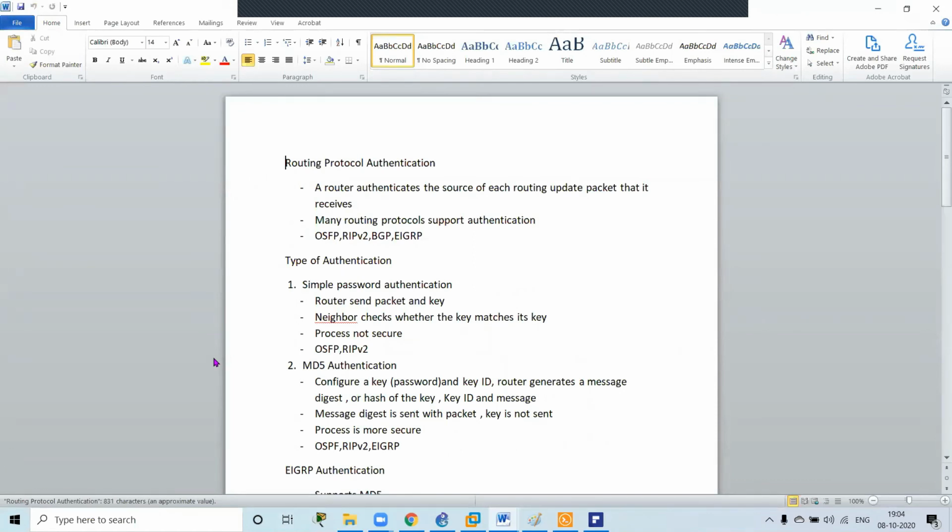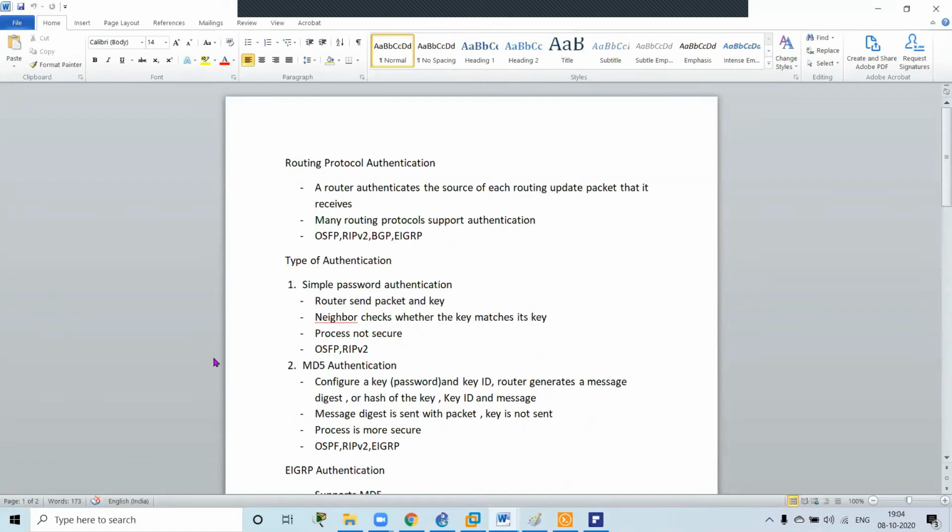Now, what is authentication? Why do we need authentication? To verify that the user sending the data is an authenticated user. Okay, the router authenticates the source of each routing update packet that it receives. There are many routing protocols and all support authentication like OSPF, RIP version 2, BGP, EIGRP.